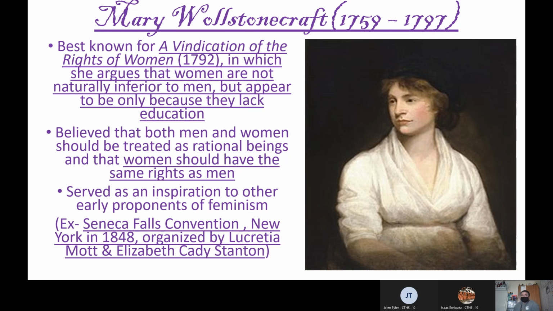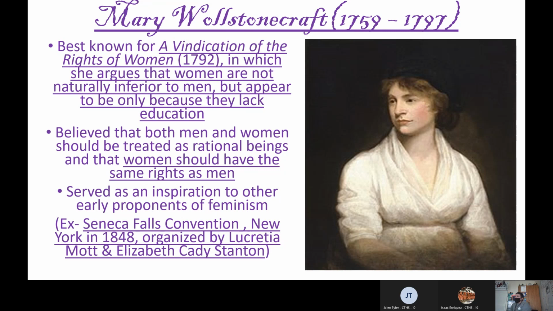One of the things you may have talked about was like the Seneca Falls Convention. That's worth knowing. In New York, 1848, one of the first big feminist conventions that was organized by two famous feminist advocates of the women's suffrage movement, Lucretia Mott and Elizabeth Cady Stanton, which, again, at some point you'll probably have to learn about again.